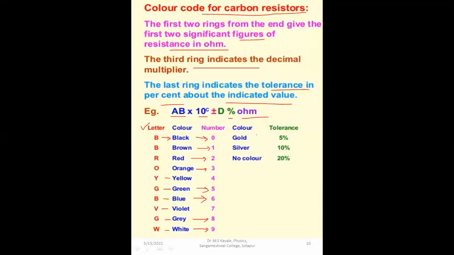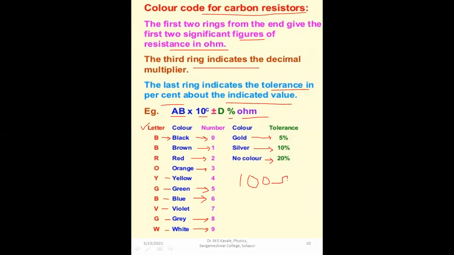And in the case of tolerance, if we have a gold ring on the resistor, then its tolerance is 5%. If you have a silver ring, then its tolerance is 10%, and if no color, then its tolerance is 20%. What is the meaning of tolerance? Suppose we have measured the value of 100 ohm.